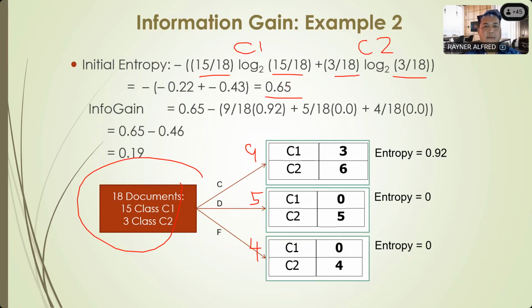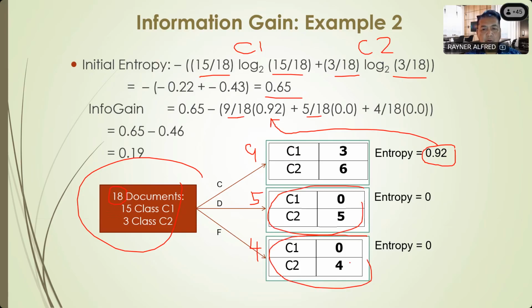So we have 0.65. Okay, so to compute the info gain, we need to take this one and put it here, but the weightage is different here. So 9/18 because we have 18 document here. And then this is 5 because we have 5 document here and 4 document here. Okay, so when we add up all this, we have this. So the info gain here is 0.19 in this example.